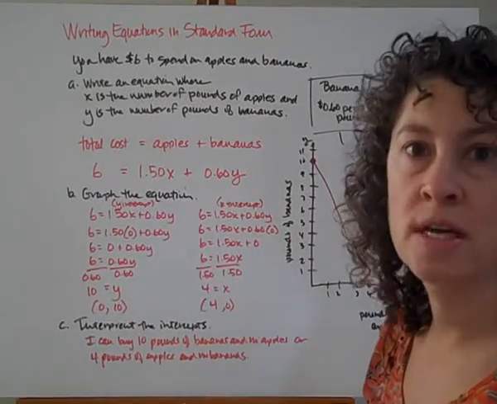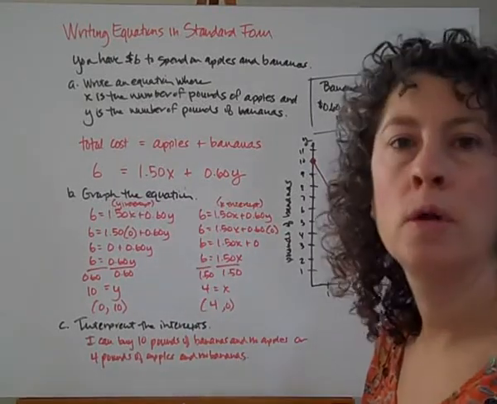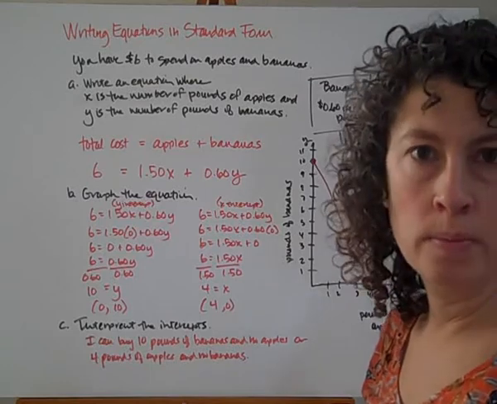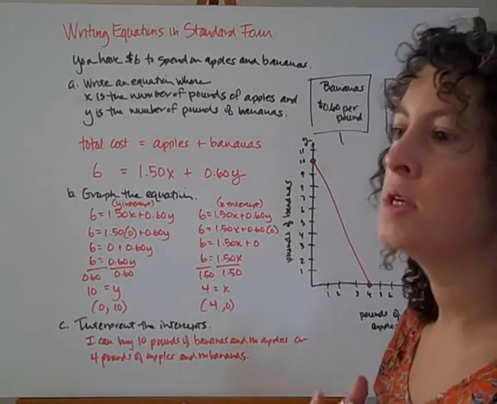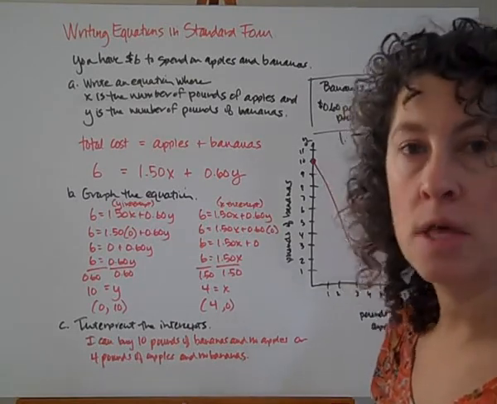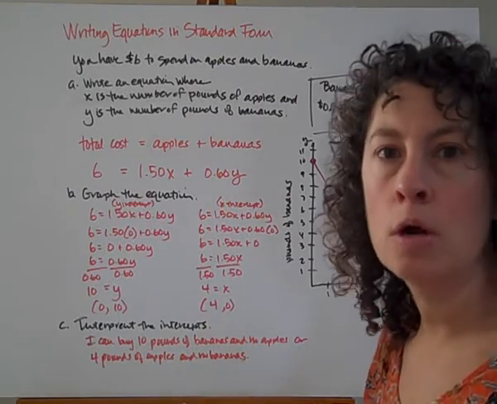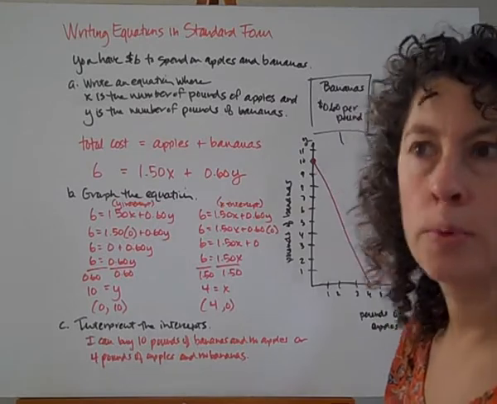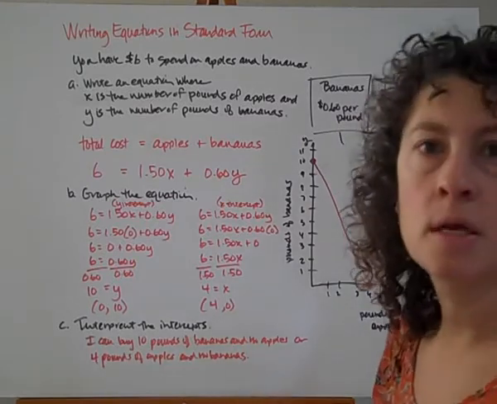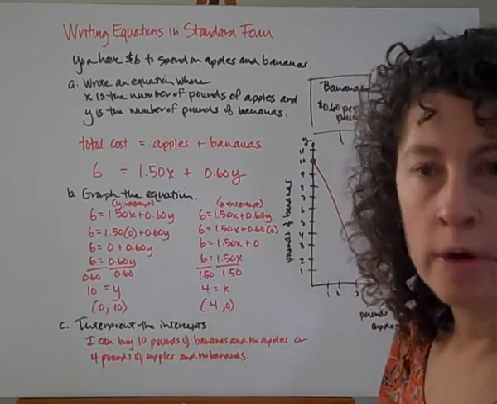Writing equations in standard form. So we've been mostly working with equations in slope-intercept form, and we've talked about how the slope is our rate. How are things changing? Maybe we're talking about miles per hour. Maybe we're talking about dollars per ticket, but it's a rate in our story.